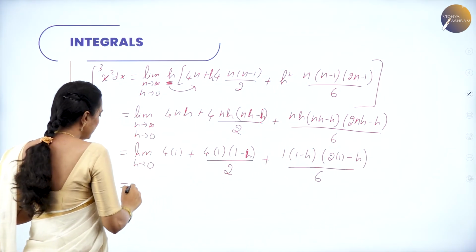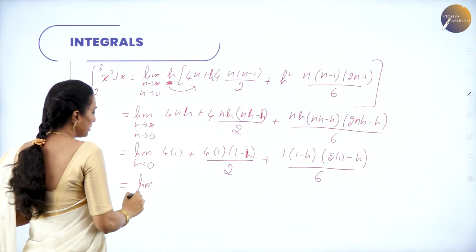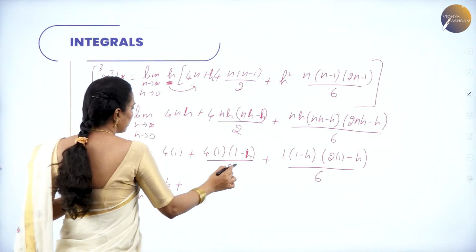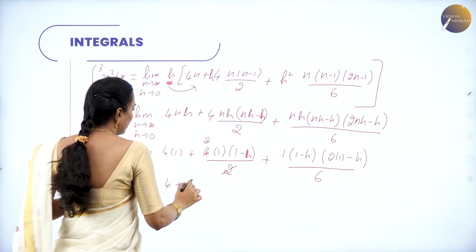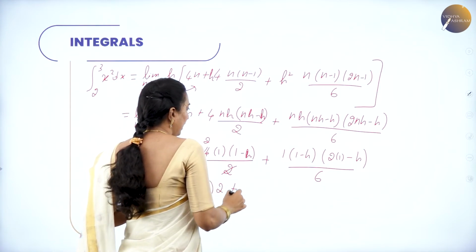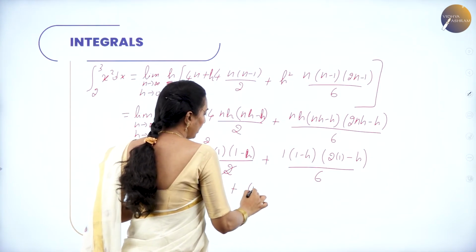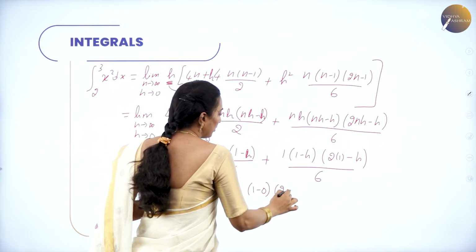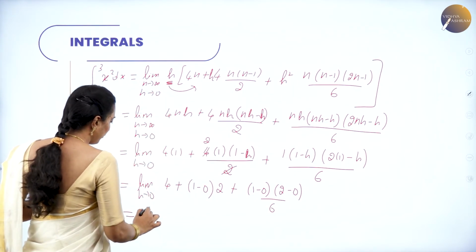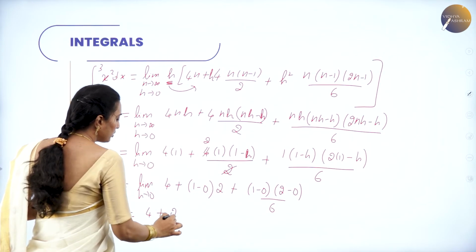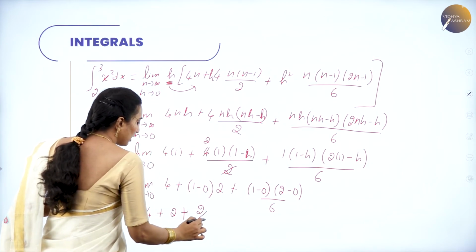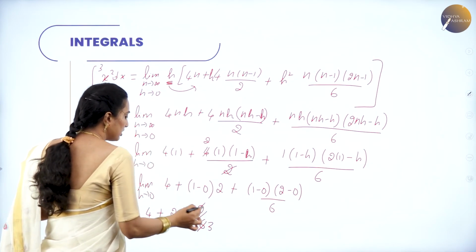Now you can have, which implies limit as h tends to 0, substituting the value of h equal to 0 there. So 4 into 1 is 4 plus, so 2 1s are 2, 2 2s are. Now here 1 minus 0, right, into 2 plus, again you are having 1 minus 0 into 2 minus 0 divided by 6. Now which will happen? The answer will be 4 plus 2 into 1 minus 0 is 2 plus 1 minus 0 into 2 minus 0 is 1 into 2, 2 divided by 6. Now you can have 2 1s are 2, 2 3s are 6, 1 by 3.